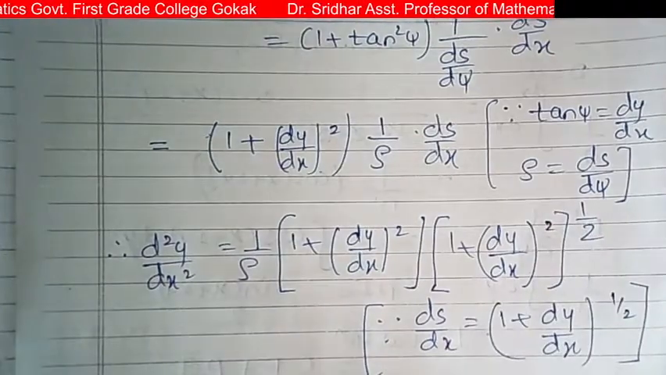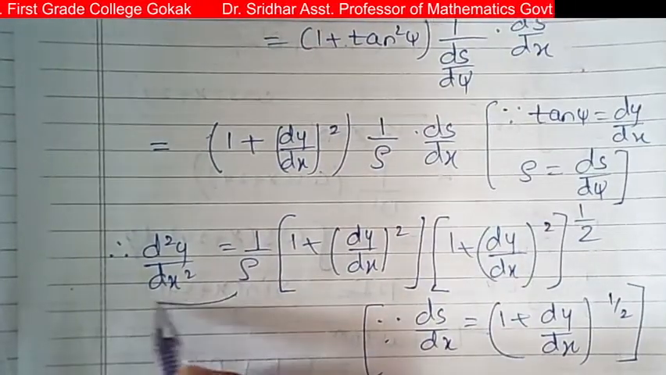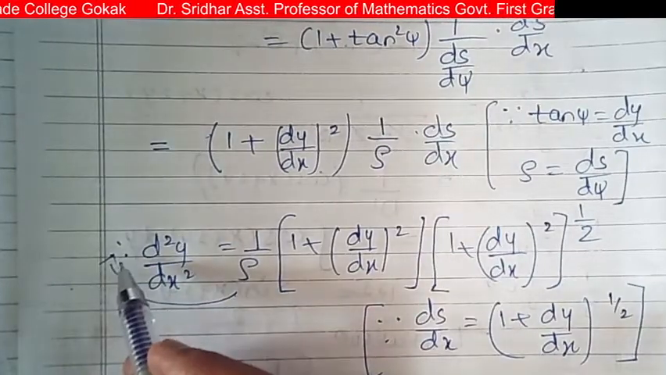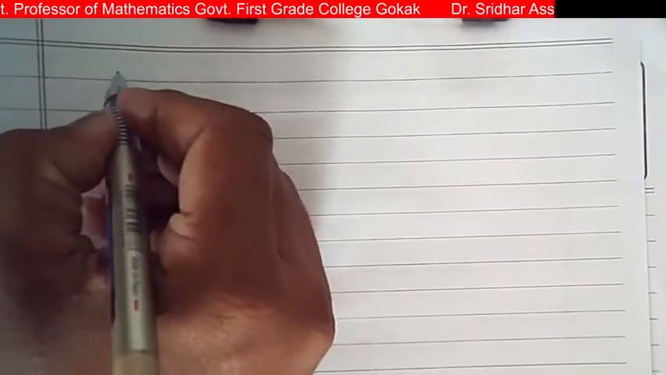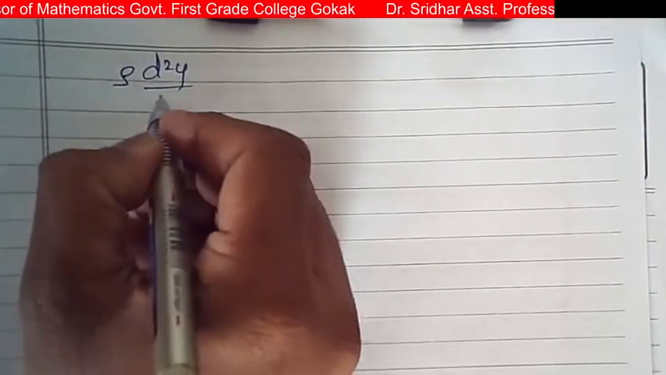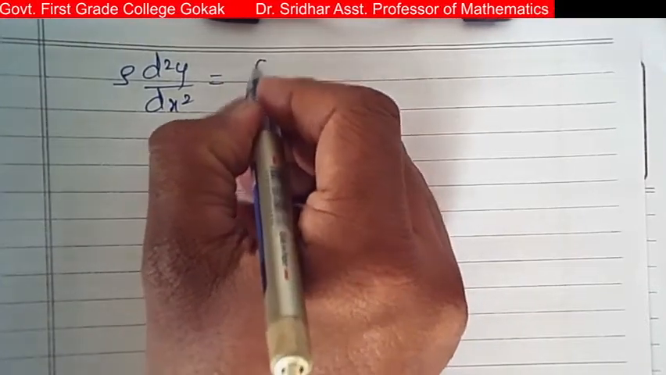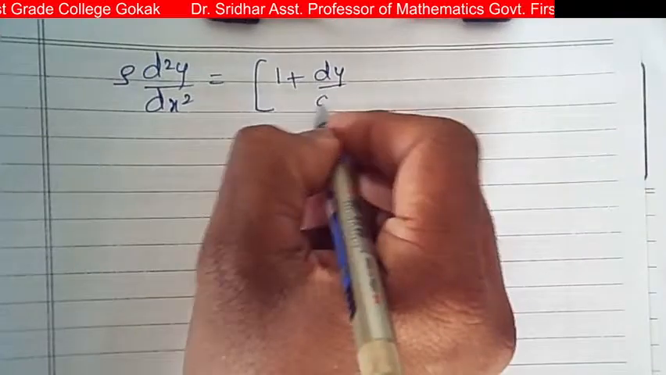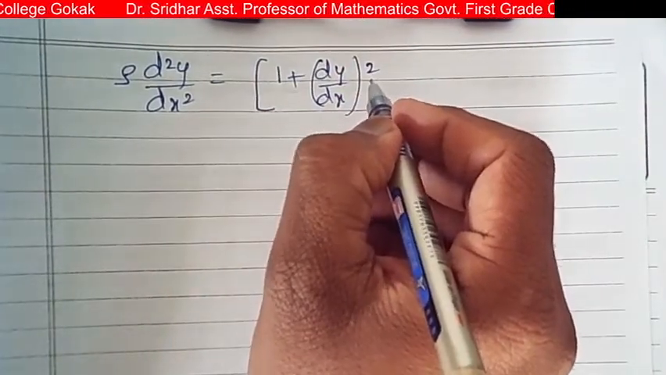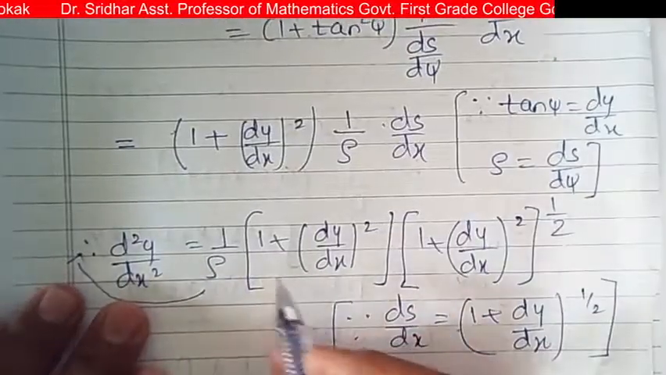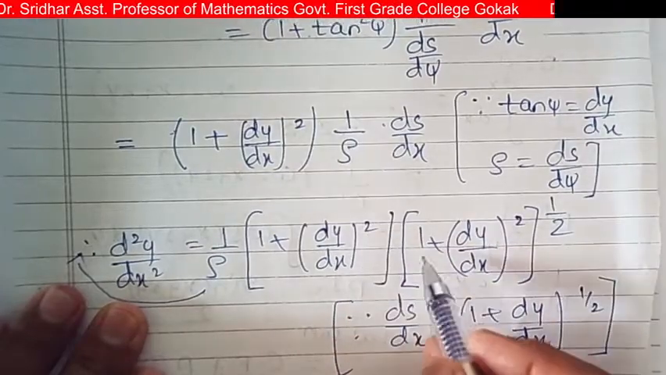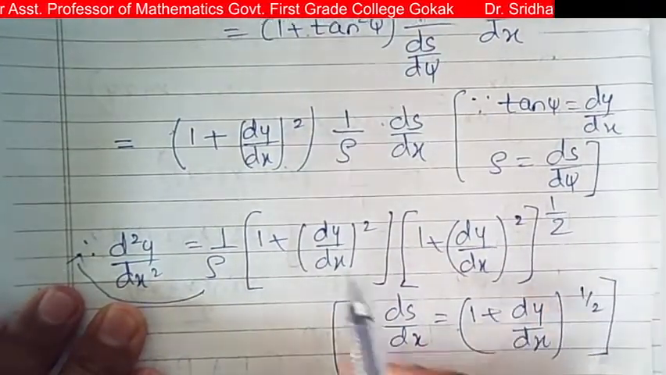Now we cross multiply rho with this, then we get rho into d square y by dx square is equal to 1 plus dy by dx whole square into 1 plus dy by dx whole square raised to 1 by 2. Both have the same base.